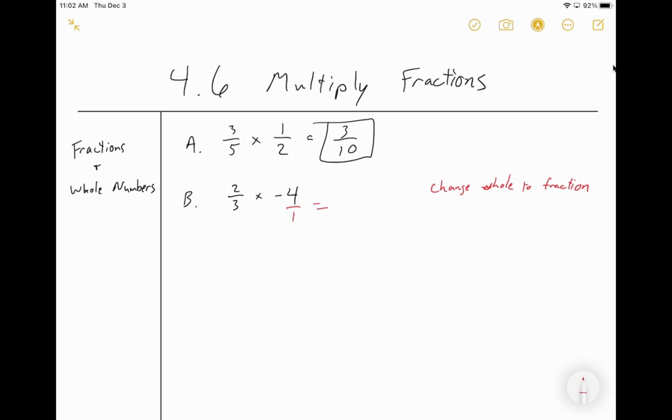Now it's like, oh, that's easy. 2 times -4 is -8. 3 times 1 is 3. Now, I'm actually okay with this answer. You can leave it like that, or if you want, you can change it to its mixed number form, which would be negative 2 and 2/3. Okay, so either of these answers would be okay.